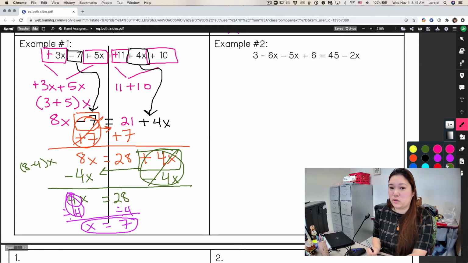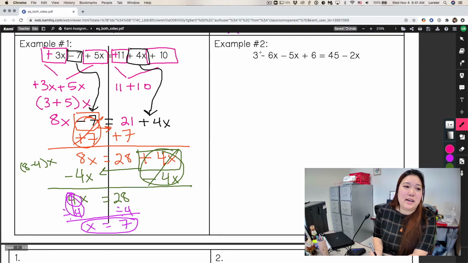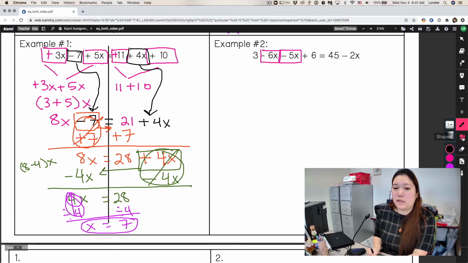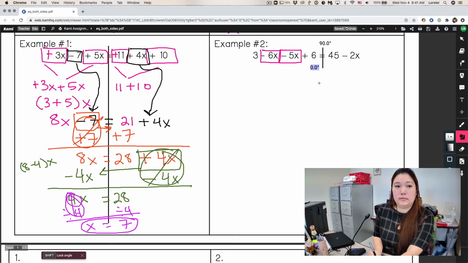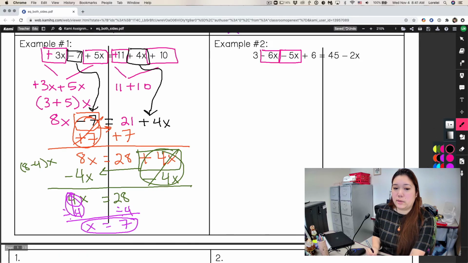I'll go even faster now. Okay, so we have minus 6x minus 5x on this side. I forgot to draw my line. Okay, what do you notice about the right side of the equation? There are no more like terms over here, so I don't have to box anything. I guess if you really want to, we can just do the black boxes over here just to show that these are not like terms. Oh, that's confusing. I'll use different colors. How's that?